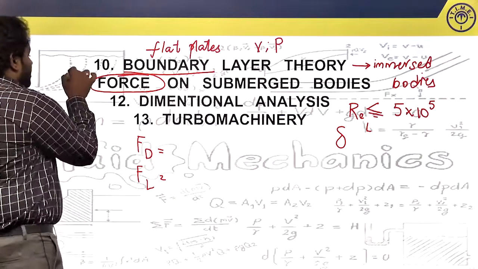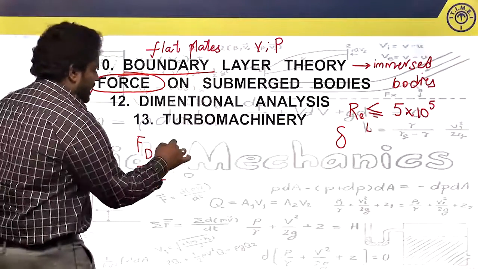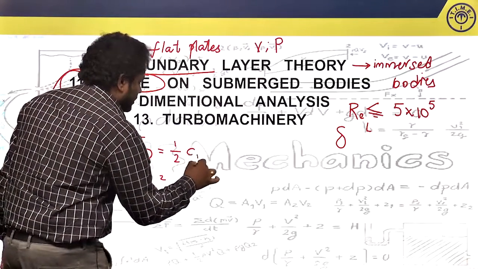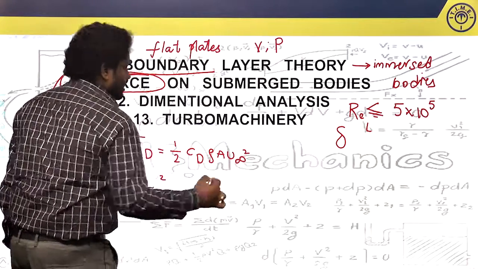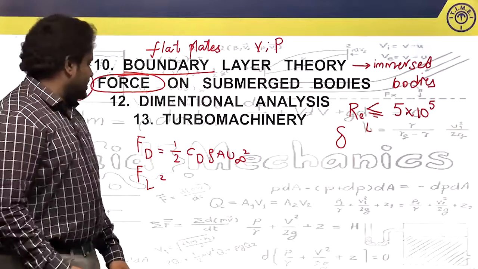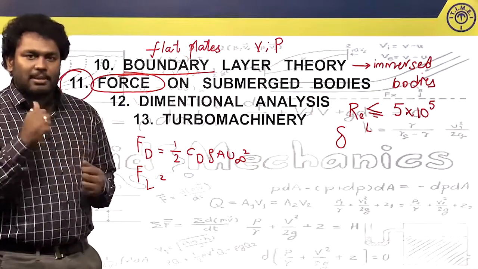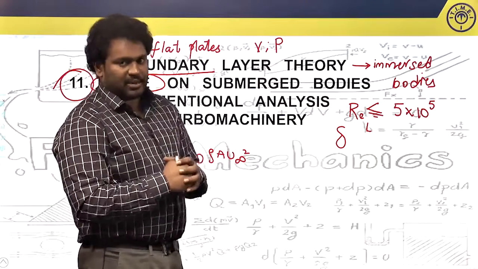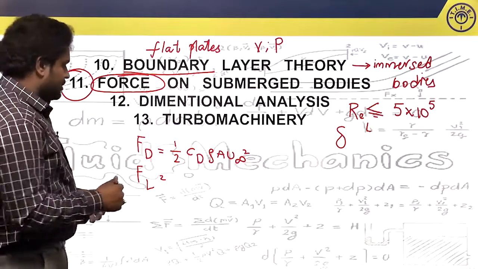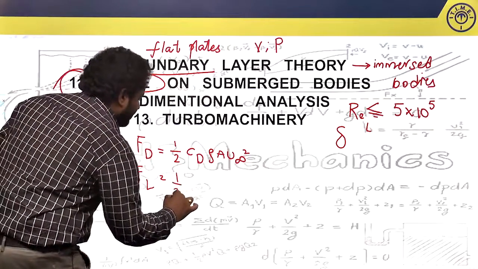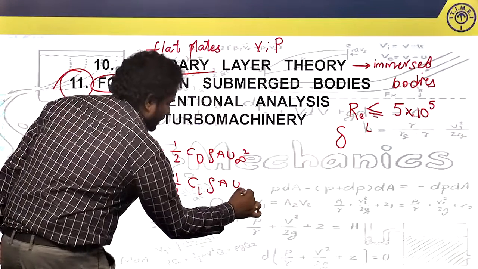There was a question in 2019 GATE from forces on submerged bodies with a basic fundamental formula: half C_D rho A U infinity square. This is the drag force. Drag force is when the body is immersed and the fluid is flowing onto the body, there will be some resistance created in the opposite direction throughout the surface of the body. It is given as half C_D rho A U infinity square, whereas lift force is half C_L rho A U infinity square.